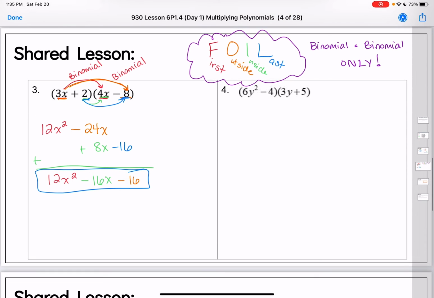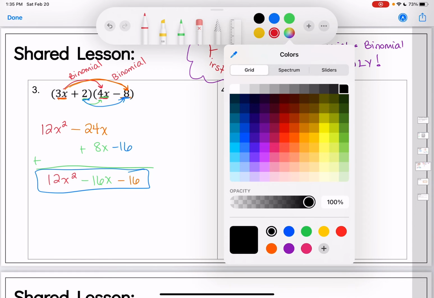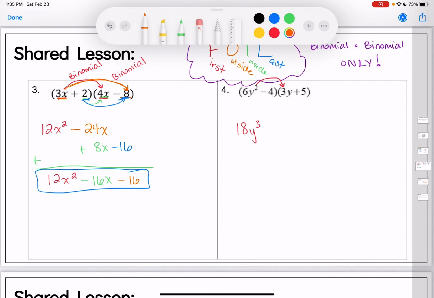So if I notice number 4 here, binomial times a binomial. So I could FOIL this one as well, or you can think of it as distributing, whatever works for you. So first would be 18y to the third, 6y squared times 3y. Outside would be 6y squared times 5, which would give me 30y squared.